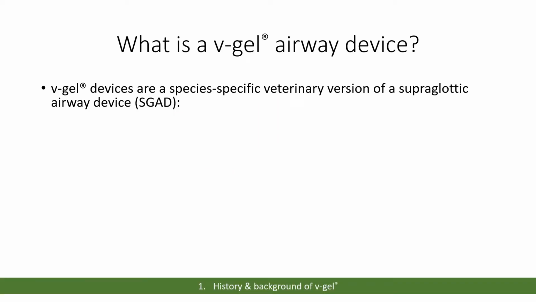What is a VGel airway device then? Well, VGel airway devices are species-specific veterinary devices, and they are supraglottic airway devices. Now, when you are anaesthetising a patient, you have three options for managing the airway. In other words, connecting your anaesthetic circuit to your patient.